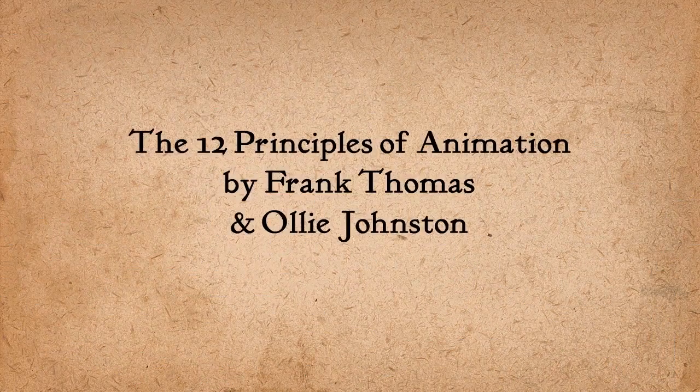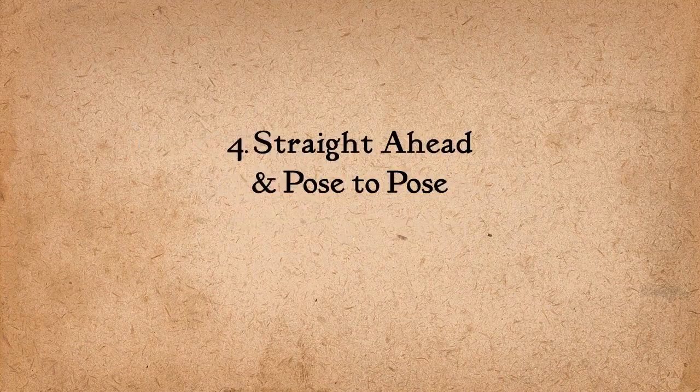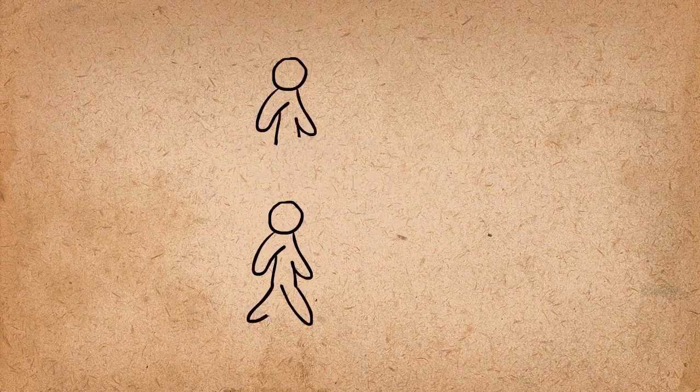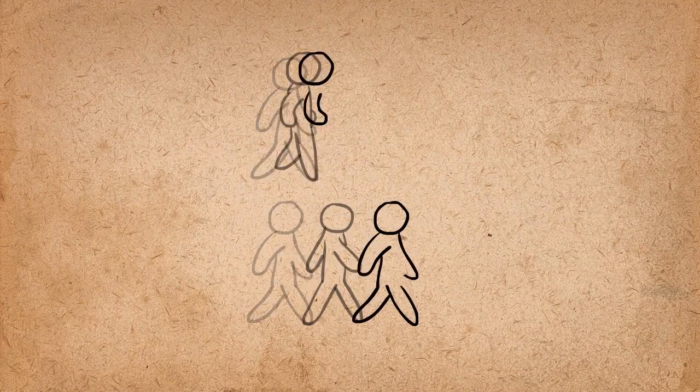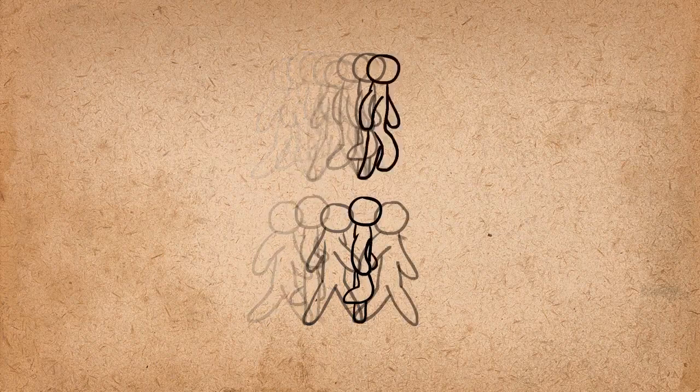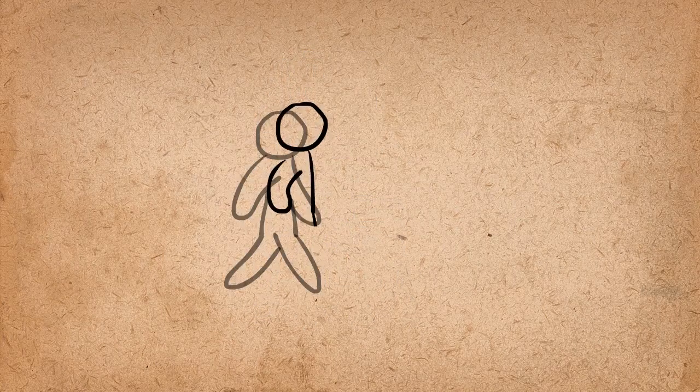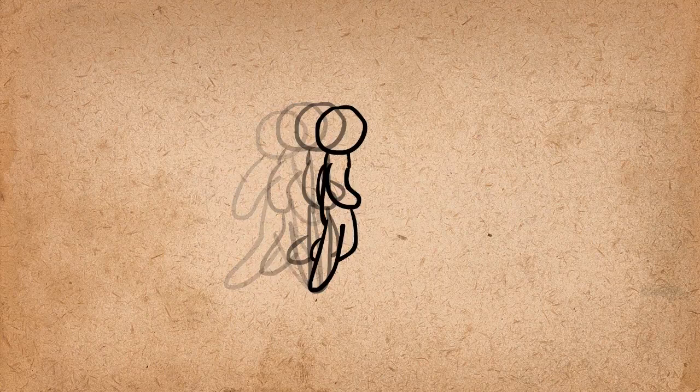Alright, so the fourth animation principle is called straight ahead and pose to pose. This term describes 2 methods used to animate drawings. The first method, straight ahead, is where you draw the first drawing, and then you draw the second drawing, and then the third drawing, and so on. It's basically animating as you go.